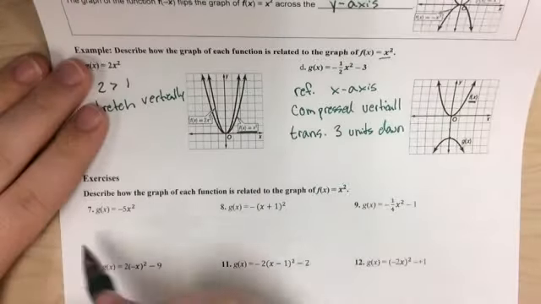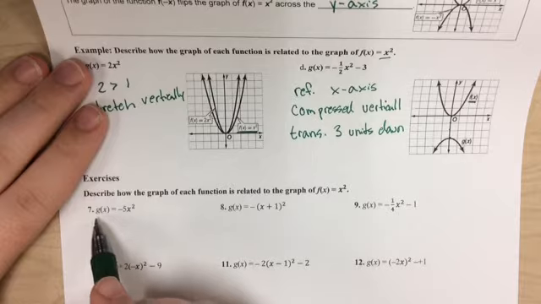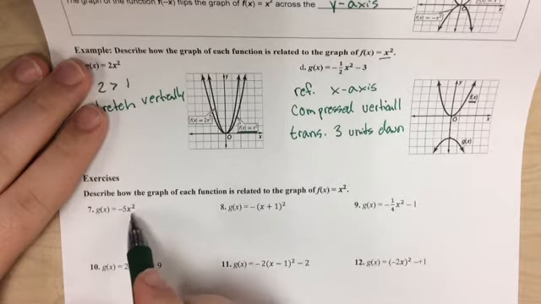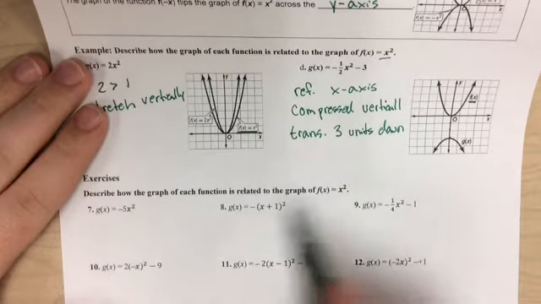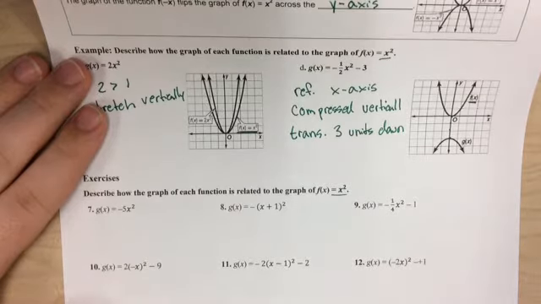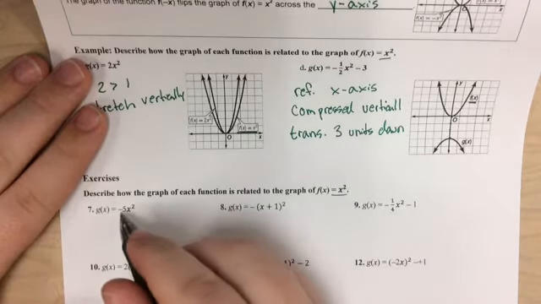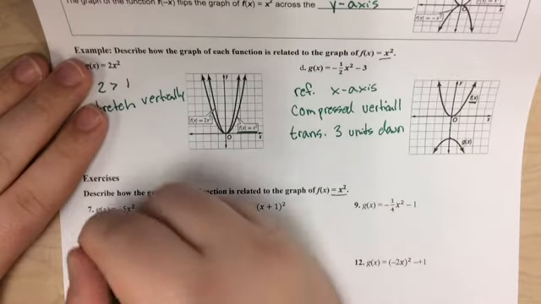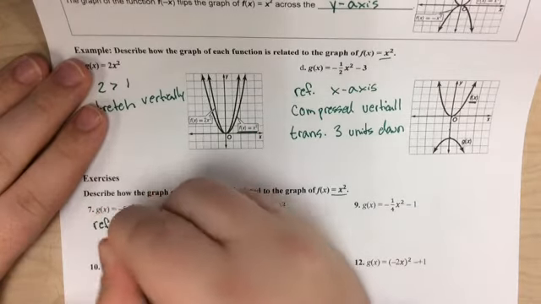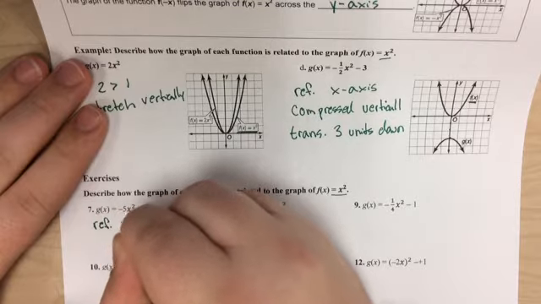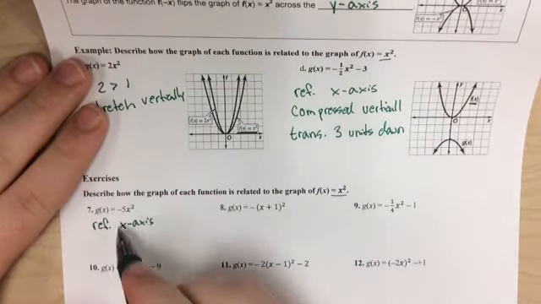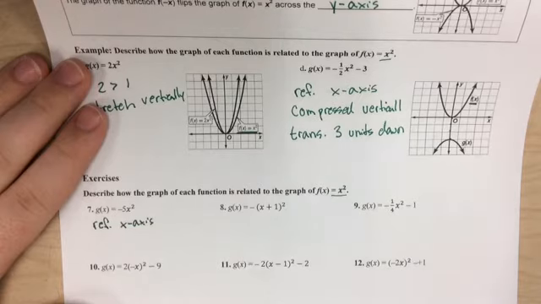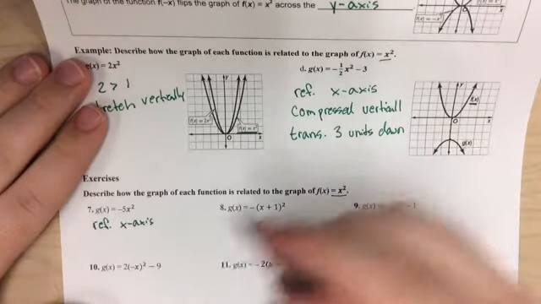Okay, so we're going to look at the first 3 together. So we have number 7: g of x equals negative 5x squared. So how does it change from x squared? Well, the negative out in front tells us that it's going to reflect over the x-axis. So we can go ahead and say reflect over x-axis. And the 5, it's greater than the absolute value of 1. So we know that it's going to be more narrow and it's going to stretch vertically.